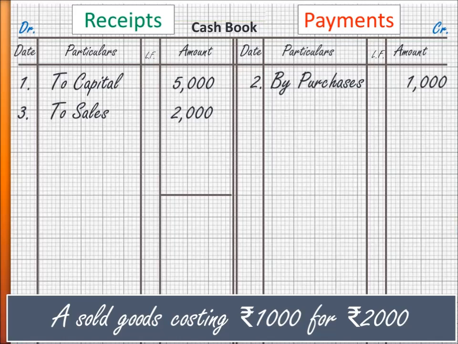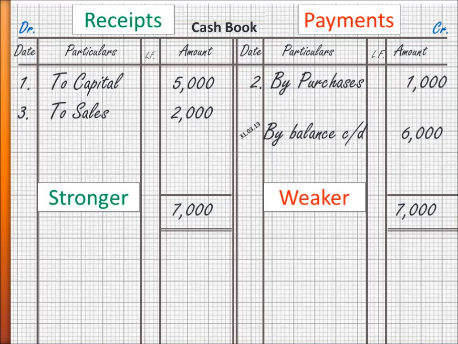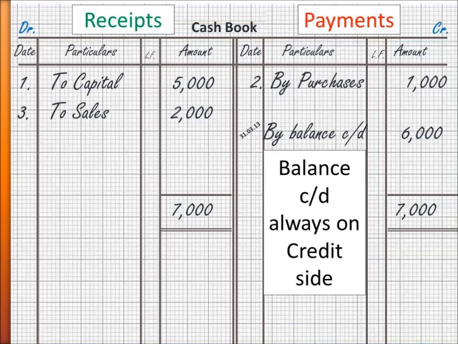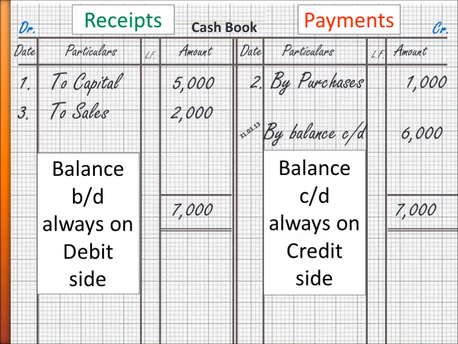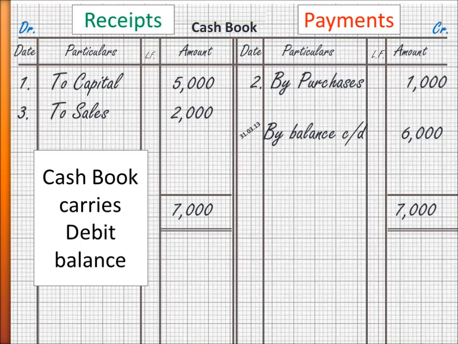So let's calculate the closing balance. On debit side, the total is 7,000, and on credit side, it's only 1,000. So by balance CD will be rupees 6,000. Total on both sides, rupees 7,000. Be careful. In cash book, the debit side is always stronger and credit side is always weaker. So closing balance will always be on credit side, means there will be by balance CD. We can say balance CD is always on the credit side and balance BD is always on the debit side, and cash book carries debit balance.